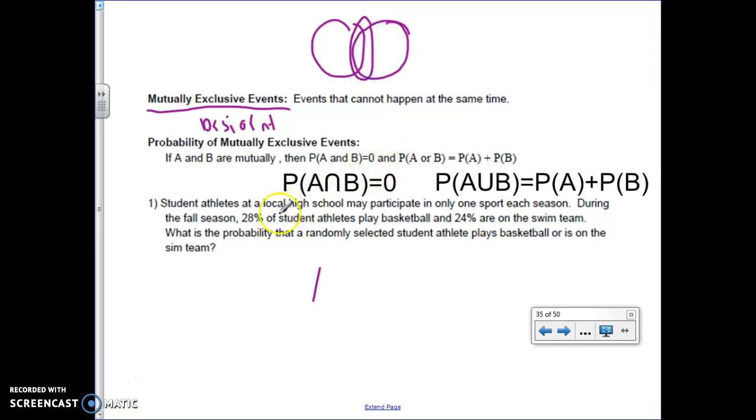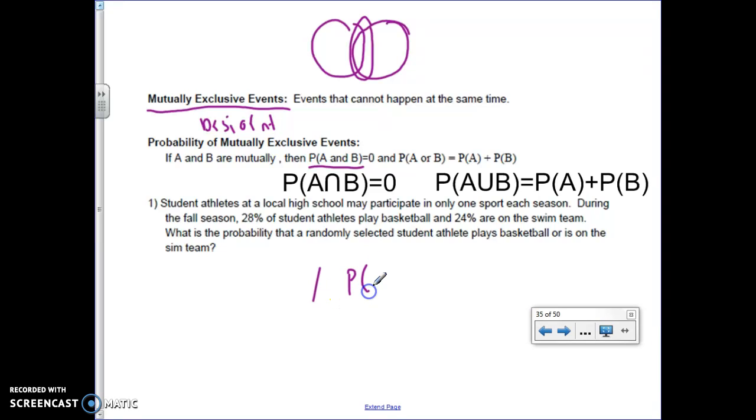Okay? So if we're trying to find the probability of mutually exclusive events, that means there is no intersection between A and B. All I have to do for those events is add the probability of A and the probability of B together. For example, students at a local high school are made to participate in only one sport each season. That's why it's mutually exclusive, because they can't do two things at once. During the fall, 28% of the students play basketball and 24% are on the swim team. What is the probability that a randomly selected student athlete plays basketball or is on the swim team?